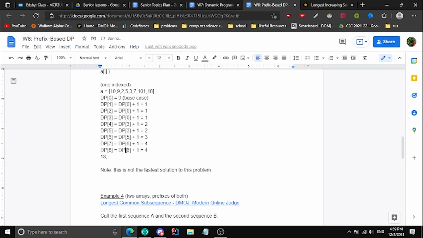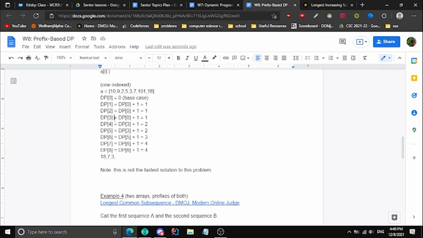And it took from DP at 6, right? So it extended the subsequence that ended at index 6, and index 6 happens to be 7. And so that's going to be our next element, or the second last element. And let's go back to DP at 6. That extended the subsequence from DP at 5, and so that would be the 3 value. And so the third last would be the element A at 5.